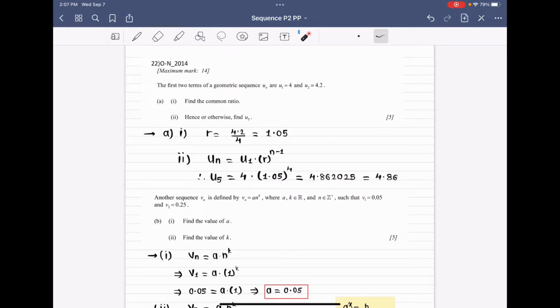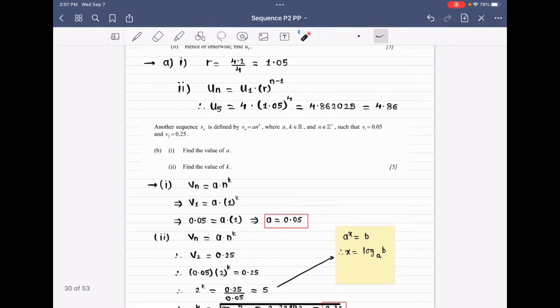Whatever you see on a calculator, please write down as it is, because maybe we need this value for further use. So I'm writing 4.862025. Then I'm rounding the answer to three significant figures, that is 4.86. After that, the next digit is 2, which is less than 5, so we don't need it and I'm neglecting that. So 4.86 is my final answer.